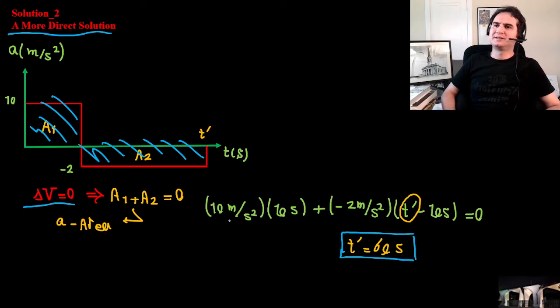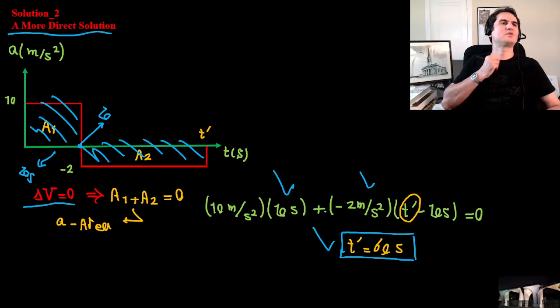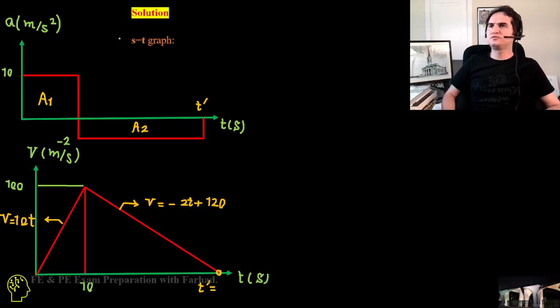So that says 10 meter per square second times this time period, which based off the problem statement is 10 seconds, plus negative 2 meter per square second times t prime minus 10 for the second part, equals 0. It just directly gives us t prime is equal to 60 seconds without any integration, just by the area under the graph.